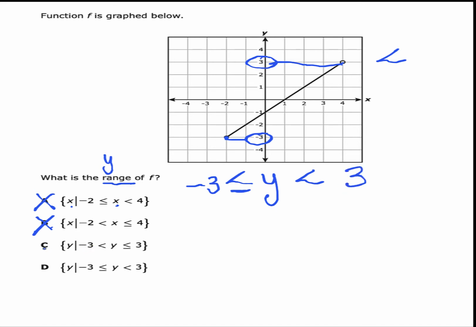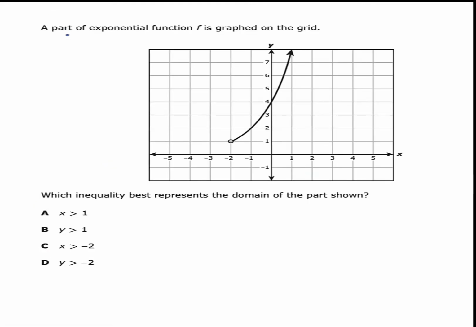So if we look here at C, this does not have the line. Notice that your minimum, or let's say your smallest point, was a closed circle. So you should have that line under. We don't see that here. So your answer is not C. Your answer is D.